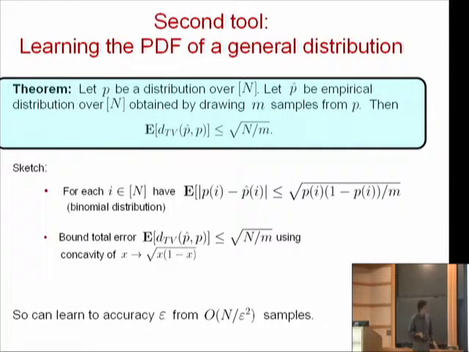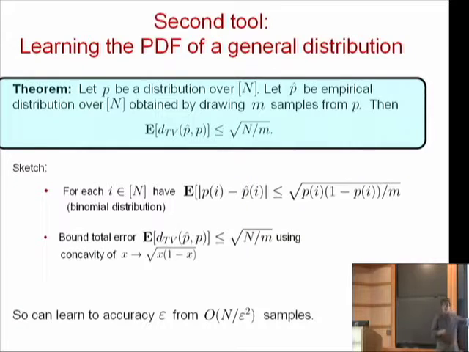Second tool, which is going to be handy, is that we can learn the PDF of a general distribution without too many samples. This is just restating the standard bound we saw earlier: if you have an arbitrary distribution over n and you want to learn it to variation distance epsilon, you can do that with n over epsilon squared samples. Saying it slightly differently, if you have a distribution over n, and your empirical estimator comes from drawing m samples, then the expected variation distance of this empirical estimate is upper bounded by square root n over m.